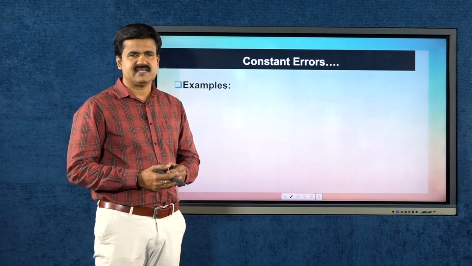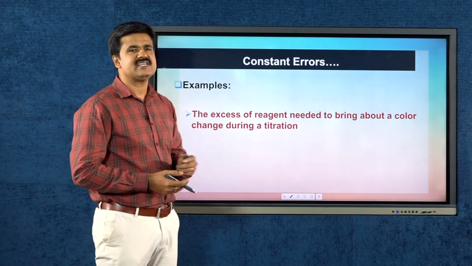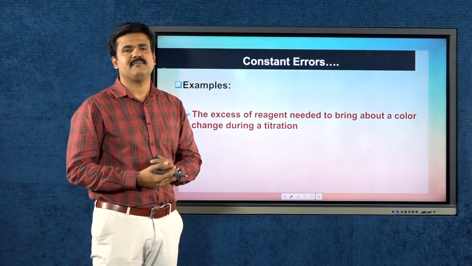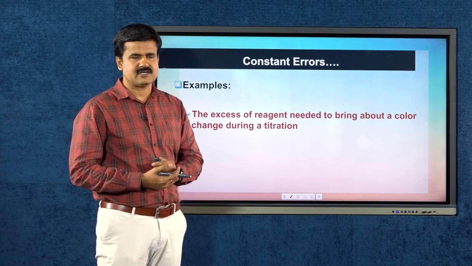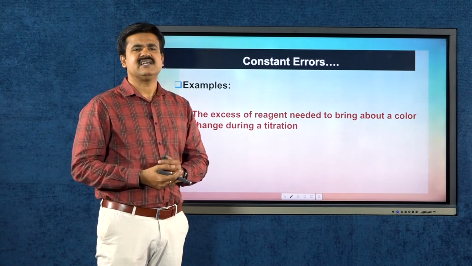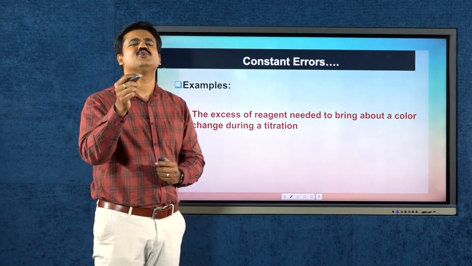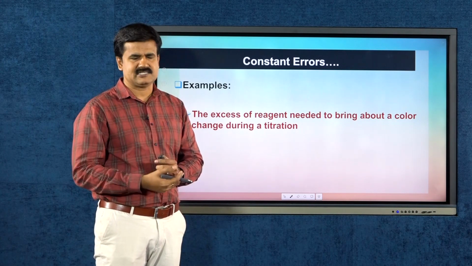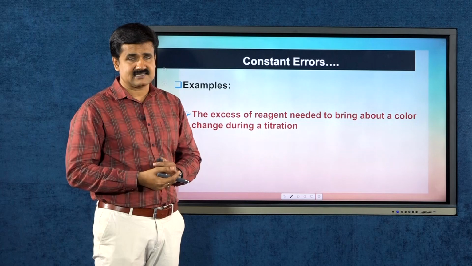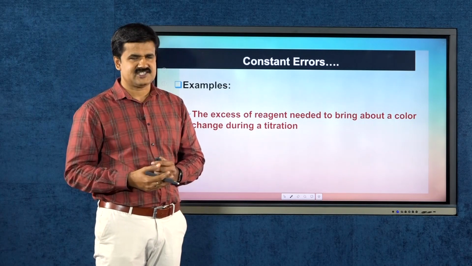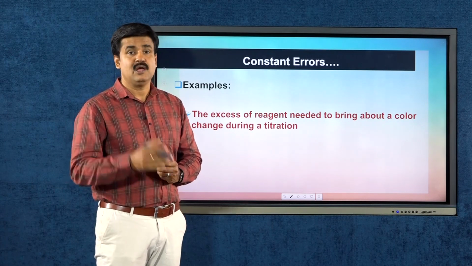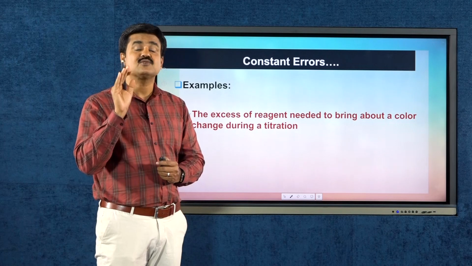Some examples are here. The most common situation is the excess of reagent needed to bring about a color change during a titration. You know about the end point in a titration. In order to get to the end point, you have to add 1 or 2 drops of excess reagent, or the titrant. So, the reagent that you have to add in excess is the same in all titrations. So, that volume error is constant in all titrations of a fixed category.